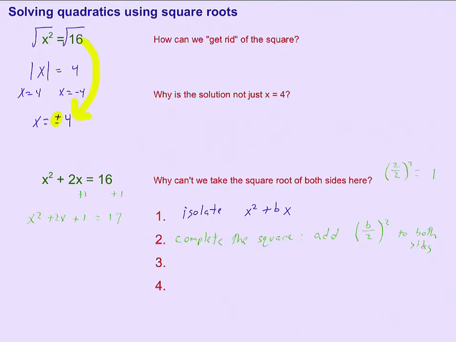The reason why we do that, what's so special about x squared plus 2x plus 1, so special about adding that b over 2 squared, is it will always make a perfect square when we're done. Meaning, if I were to factor the x squared plus 2x plus 1, it will be something squared. In this case, it's x plus 1 squared. And that's my next step: factor the perfect square.